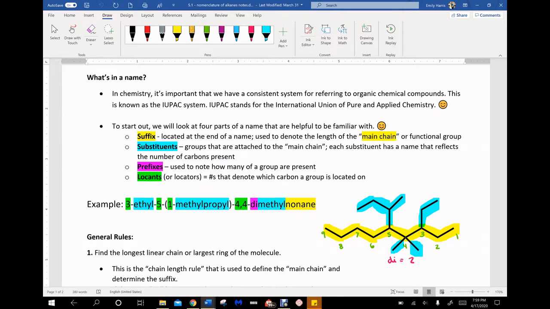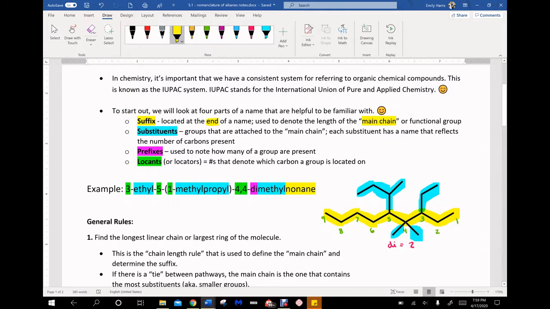The suffix comes at the end of a name, and it's used to denote how long the main chain is. If you're not dealing with a big long chain of carbons, then the suffix is instead used to identify the main or highest priority functional group, like if that functional group is an aldehyde or a carboxylic acid or an amine.